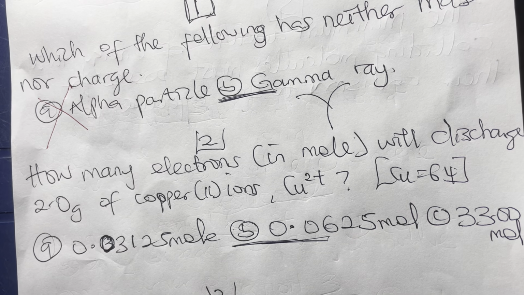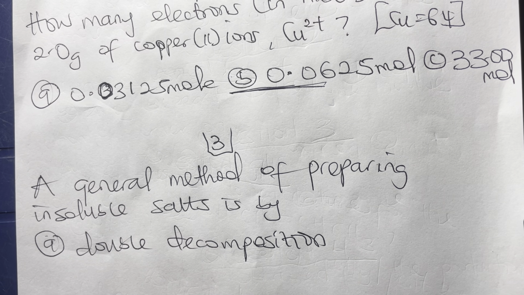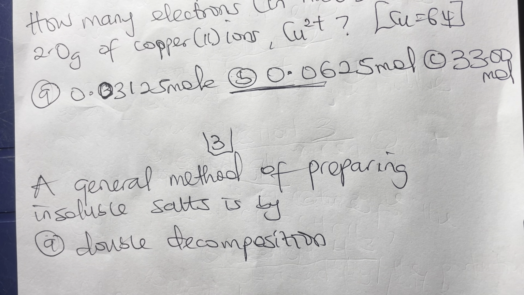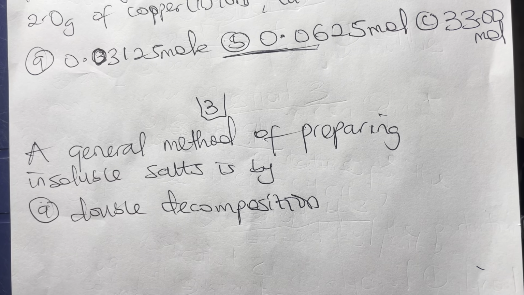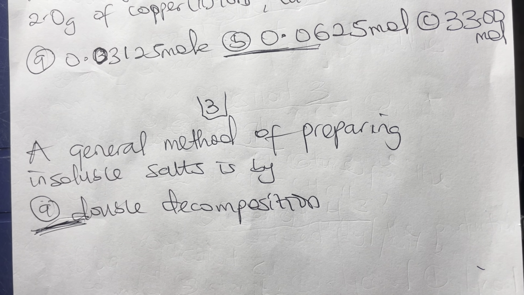So that was what they remembered. Now, the third question they remember says: a general method of preparing insoluble salt is by, and the answer is double decomposition. That's just the answer. They cannot remember the options.